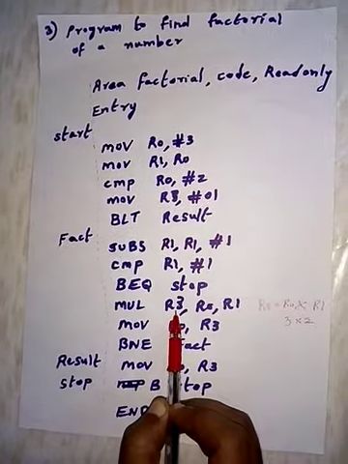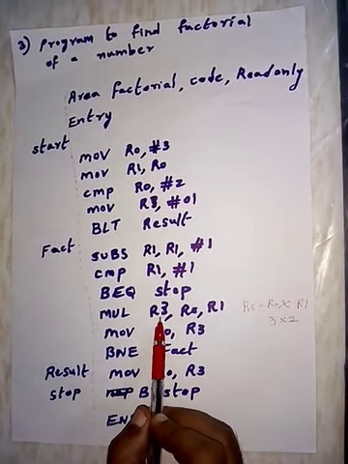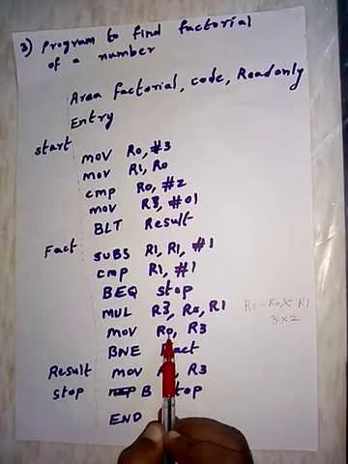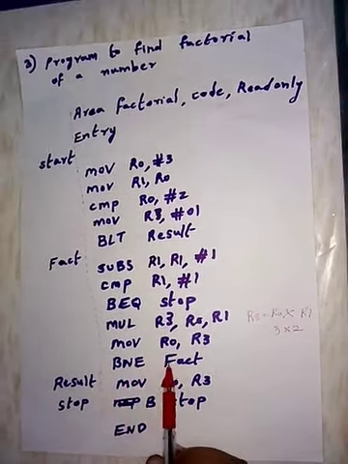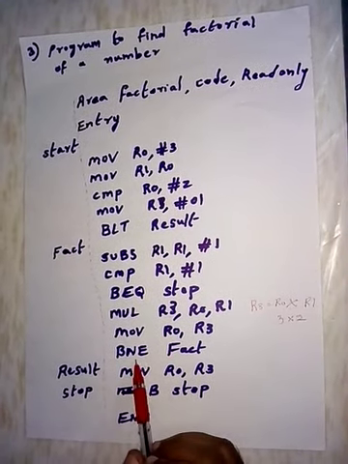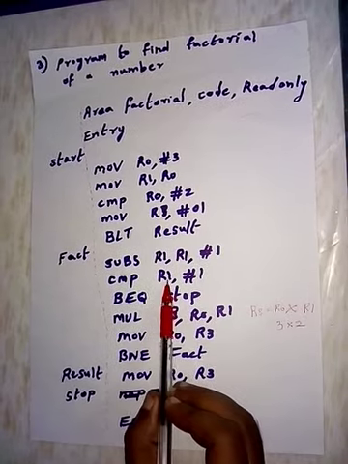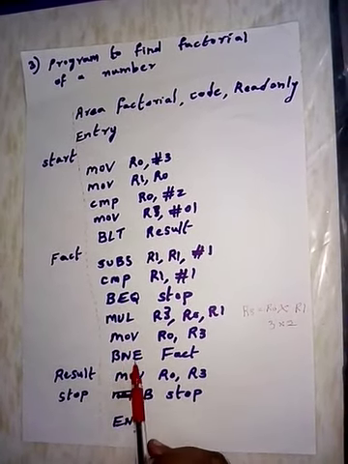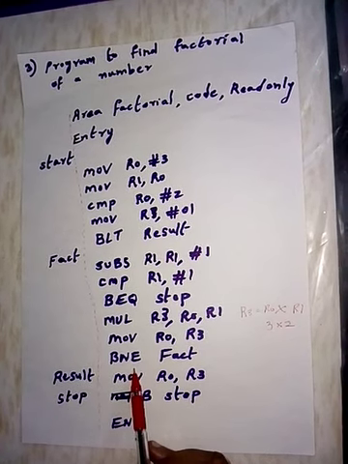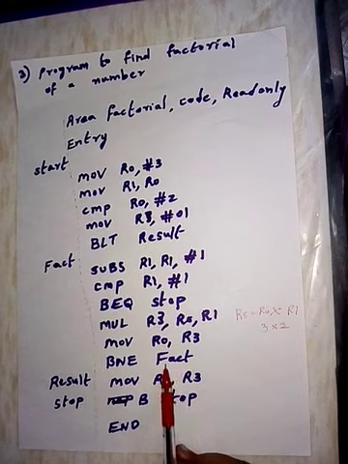Getting? Now MOV R0, R3. The value we got here is moved to R0. Okay. Now BNE, branch not equal. The compare instruction is checking here: branch equal here, branch not equal here. So what happened? Branch not equal, so it goes to the label called FACTORIAL.